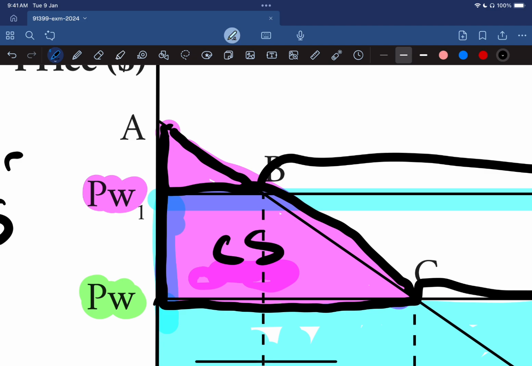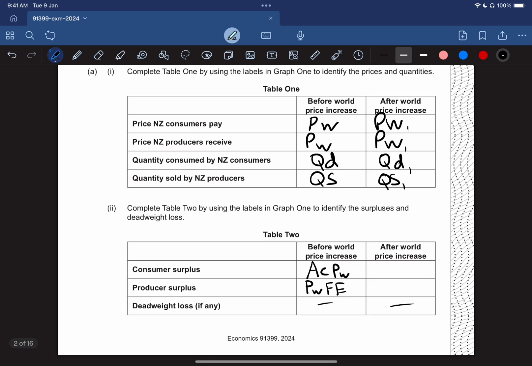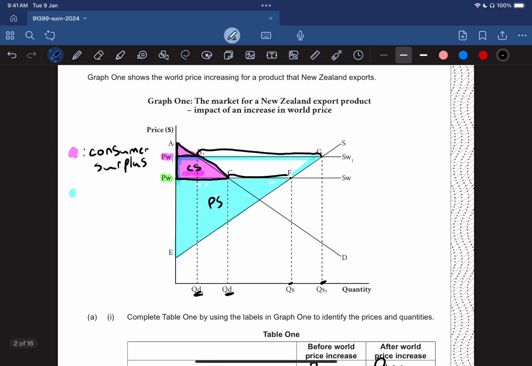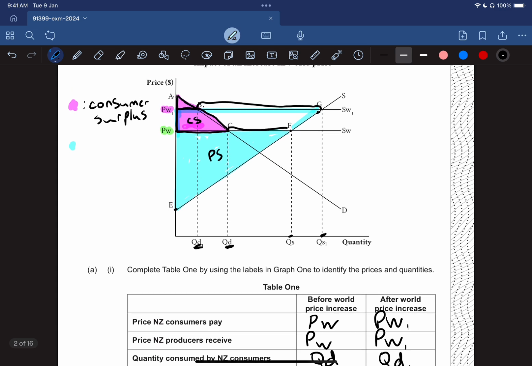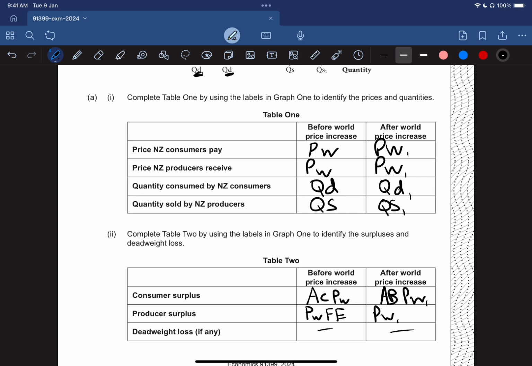Now, coming to the consumer and producer surpluses after the world price increase. For our consumer surplus, it's just going to be A to B to PW1. Then for our producer surplus, it's going to be this E here to G to P1. So is it E? Yeah. So PW1 to E to G.